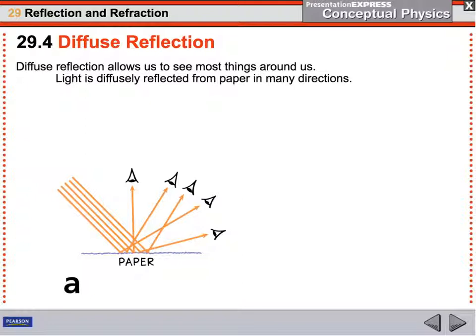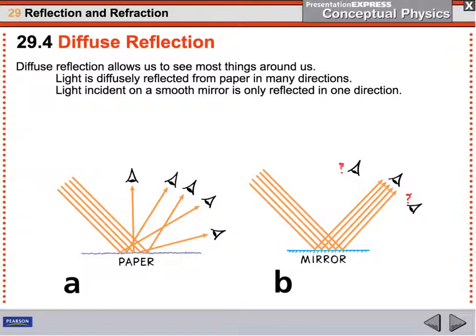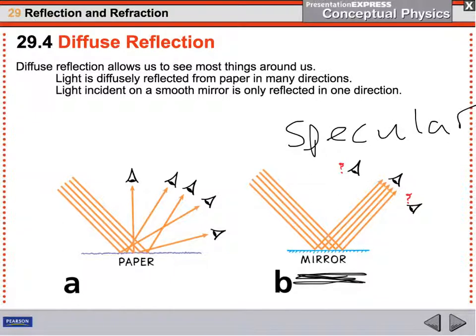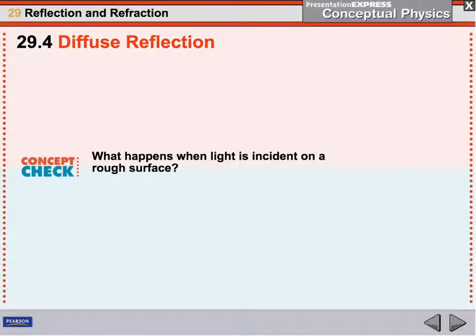Light is diffusely reflected from paper in many directions, like it says here. Light incident on a smooth mirror is only reflected in one direction. So here we have a very polished surface, and it bounces off and goes in one direction. This is called specular reflection. Specular is where it bounces off a smooth surface. What happens when light is incident on a rough surface?